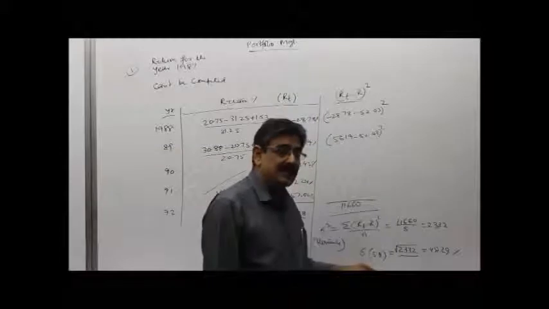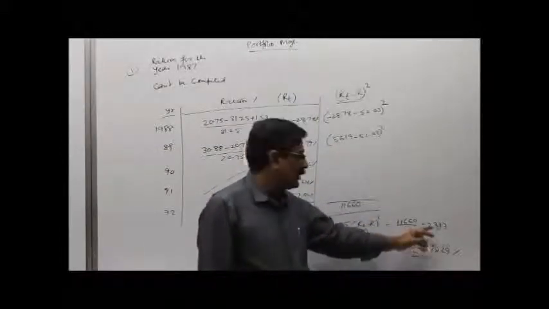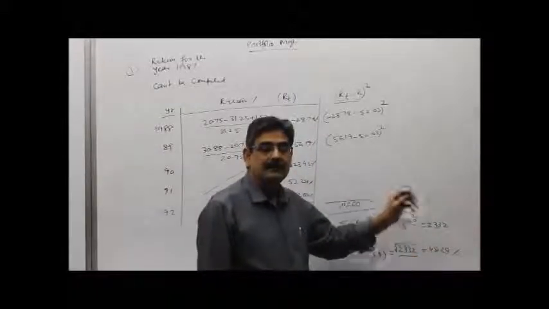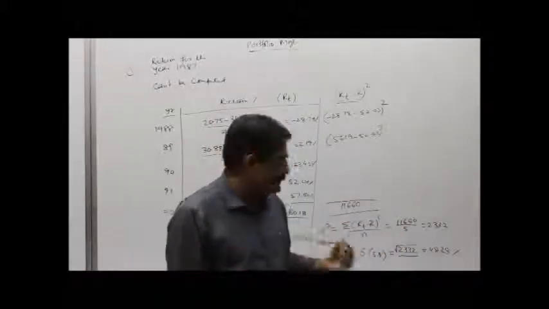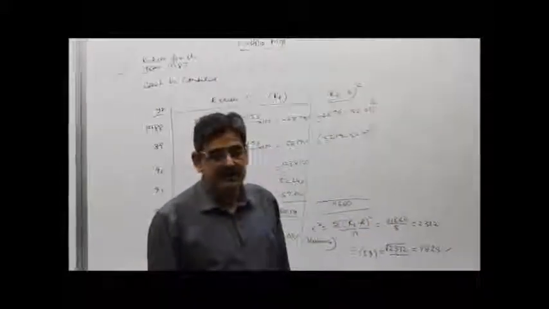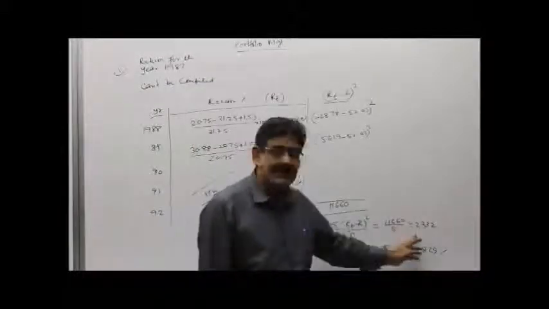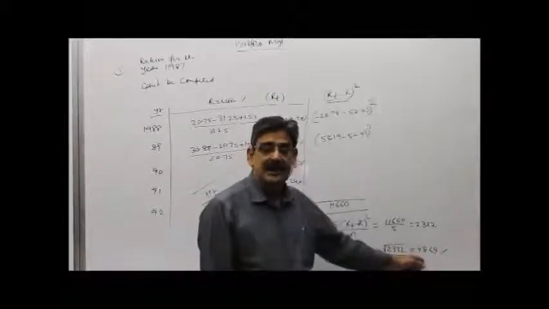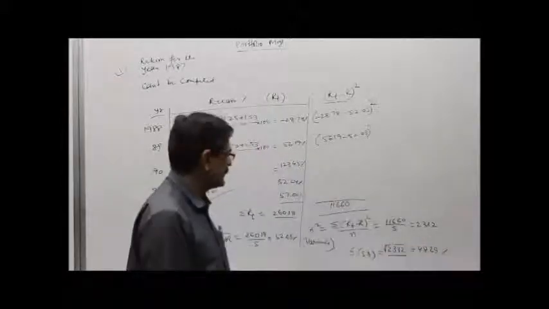So we can say the risk of this security is 48.29%, or its variance is 2332. Both the answers are correct, but we finally write the answer in standard deviation form, because standard deviation is expressed in terms of percentage, and interpretation of standard deviation is much easier than interpretation of variance. So we say the risk of the security is 48.29%.